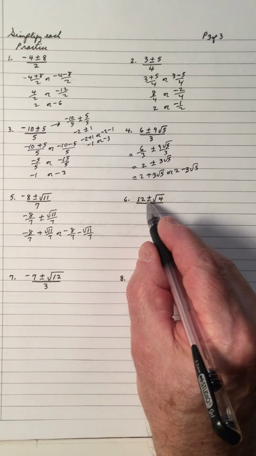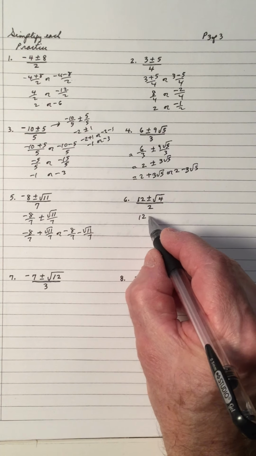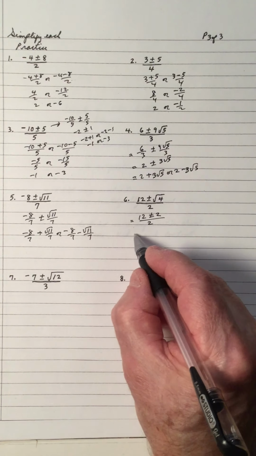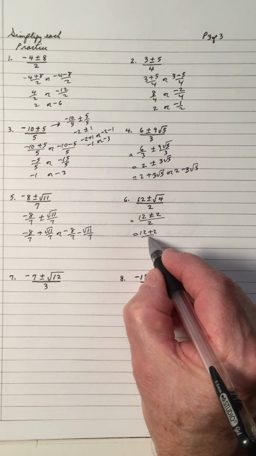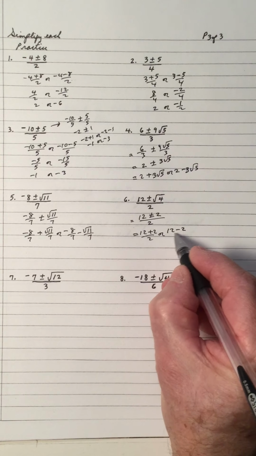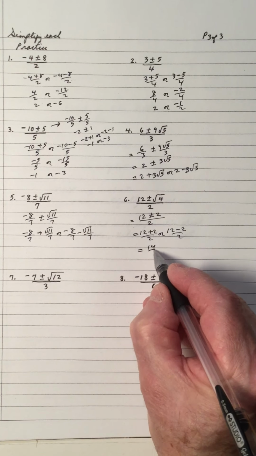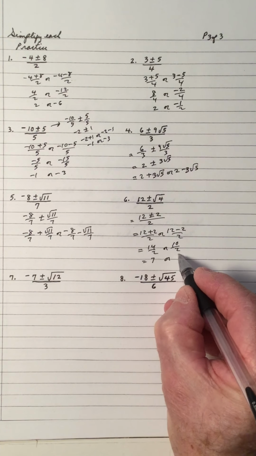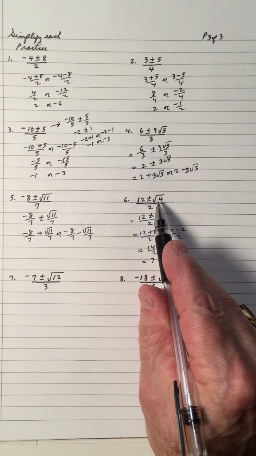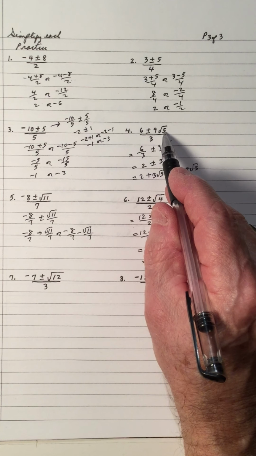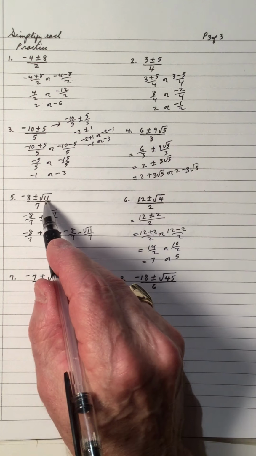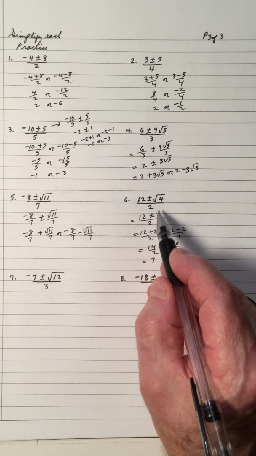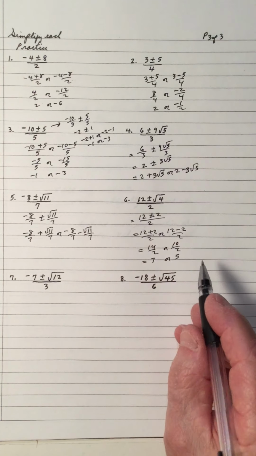And number 6, 12 plus or minus root 4. The root of 4 can be simplified, so that's 12 plus or minus 2 over 2. Can we add and subtract? Yes, so this is 12 plus 2 over 2, or 12 minus 2 over 2. 14 divided by 2, 7. 10 divided by 2, 5. So notice, you always simplify the root. Notice the root 5 cannot simplify because it's only 5 times 1. Root 11 can't simplify because it's 11 times 1. But the root of 4 can be simplified to a 2. Then we can add and subtract.